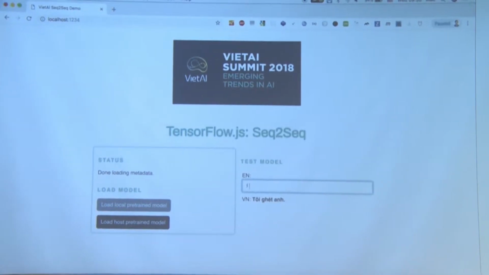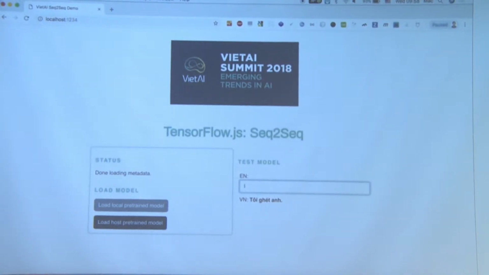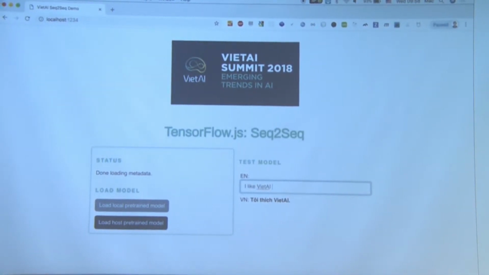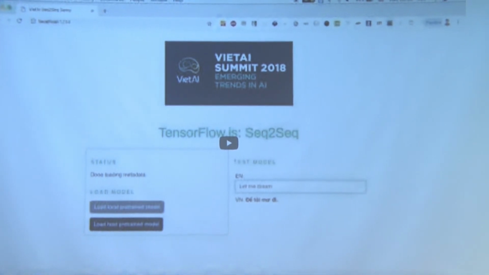And the last thing I want to translate is "tôi thích VietAI" in Vietnamese. And how about you? Do you like VietAI? Please smile if you like VietAI. Okay. Thank you.